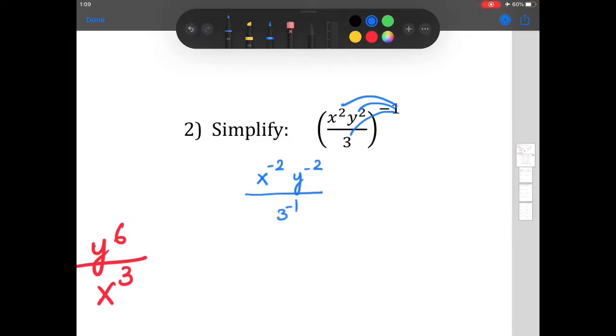You cannot have negative exponents, so what are we going to do? We're going to flip the bases. If it's in the numerator with the negative exponent, it goes in the denominator. If it's in the denominator with the negative exponent, it goes in the numerator. So it will be 3 over x squared y.